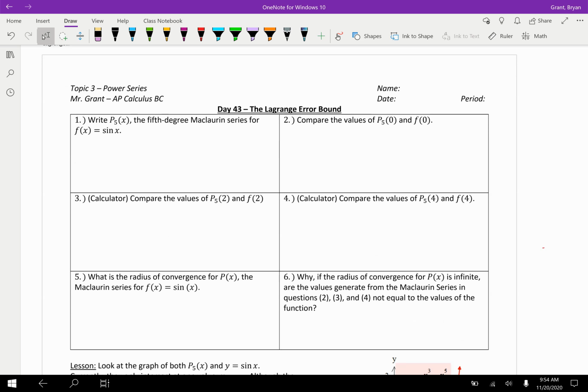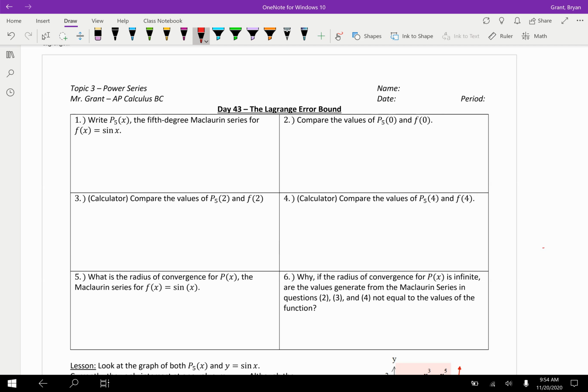Your goal is to write the fifth degree Maclaurin series for sine of x, and then compare the values of your fifth degree versus actually sine of 0. And then compare these guys and these guys. Decide on the radius of convergence, and then answer question 6. So go ahead, give those a shot, and we'll come back together once you're done.